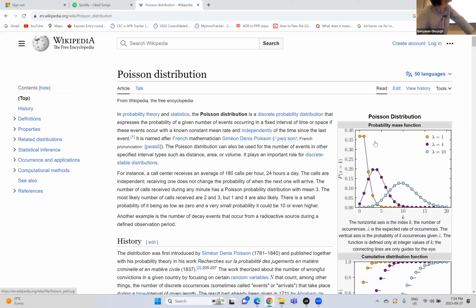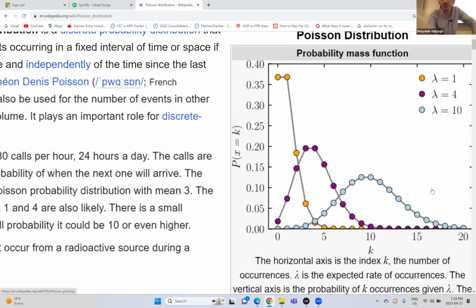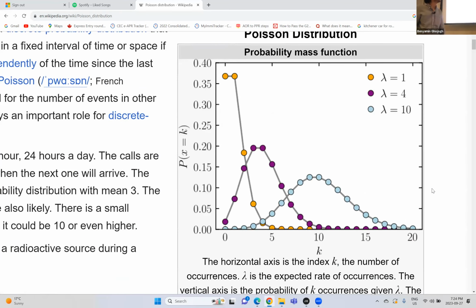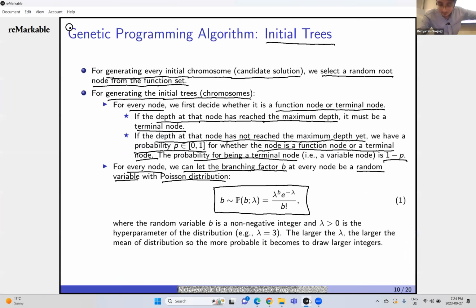With different lambdas, let me zoom. With different lambdas, you have different behavior of this distribution. Okay, let's go back to where we were. Here the random variable B is a non-negative integer and lambda is positive. In the Poisson distribution, lambda is positive. It's the hyperparameter of the distribution. For example, we can set lambda to 3.